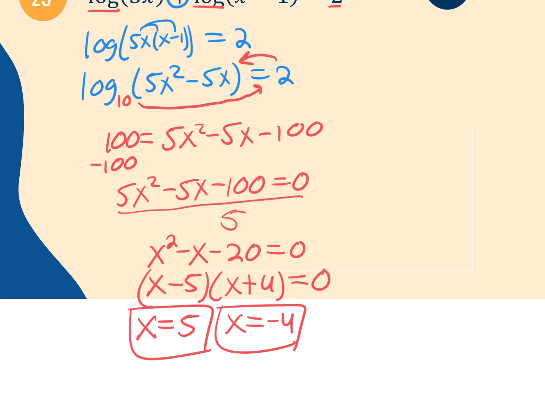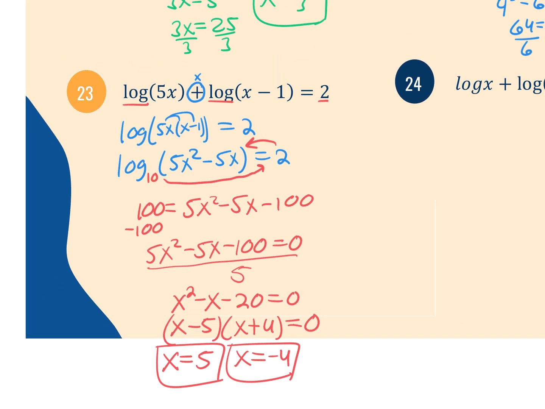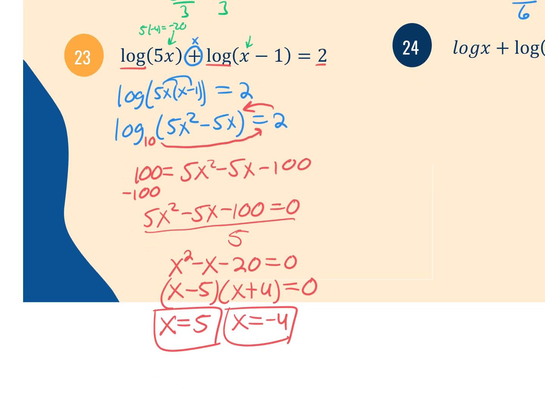All right. The one thing that you want to make sure, though, is that you're checking to make sure that you don't get negatives when you plug it in, right? When you plug in a 5 here and here, you do get positive numbers. However, if you plug in a -4, you get 5 times -4, which is -20. And you're not allowed to have a negative inside of a log. So that means x equals -4 is not an answer, just x equals 5, right? So we only have one answer here, right?